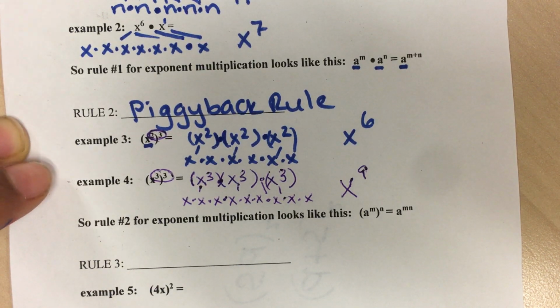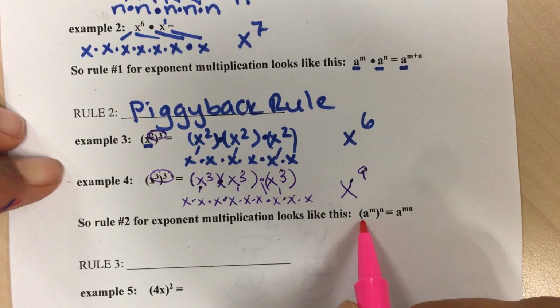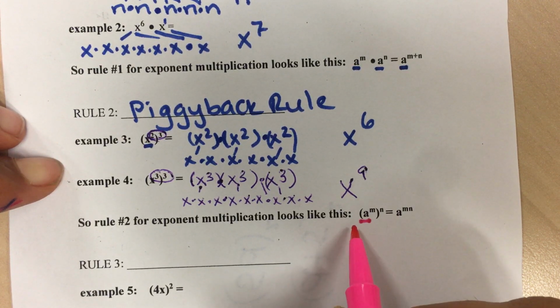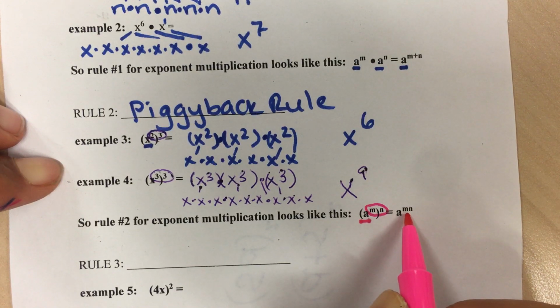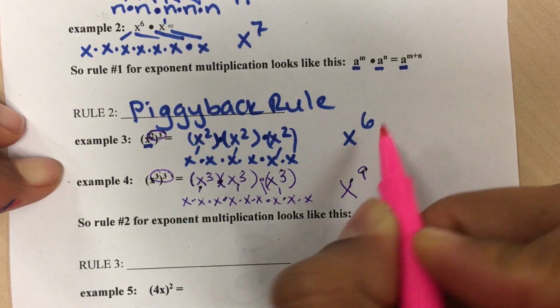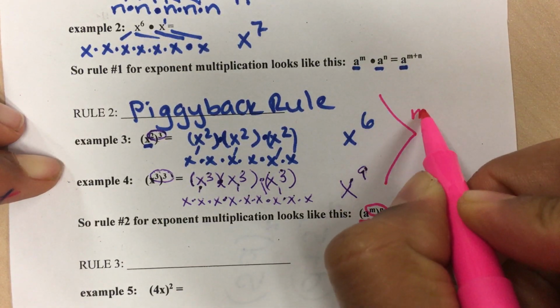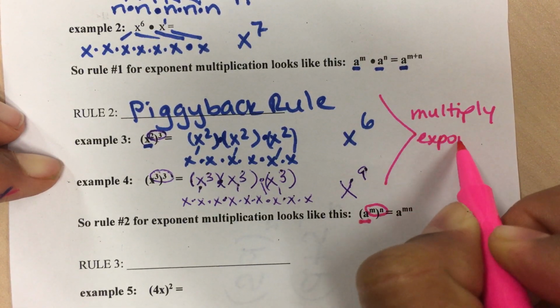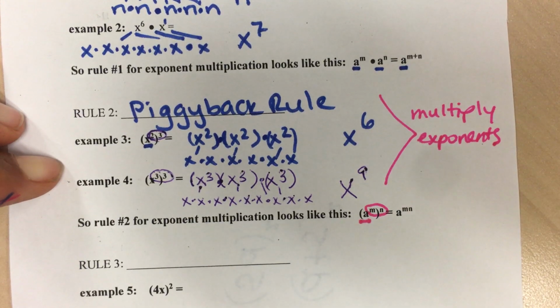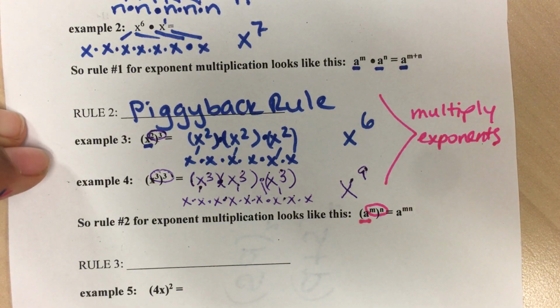So clearly the piggyback rule states that when we have a single base with 2 exponents riding piggyback, what do we do with those 2 exponents? We multiply exponents. Okay? Next section.